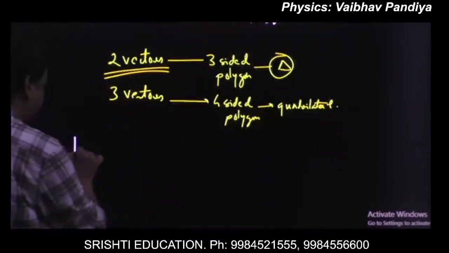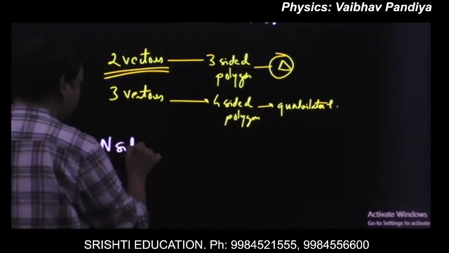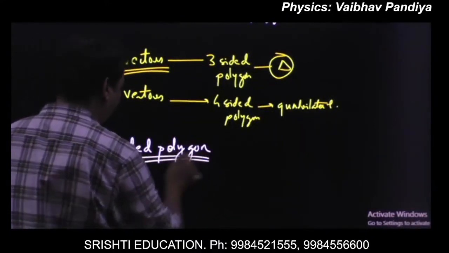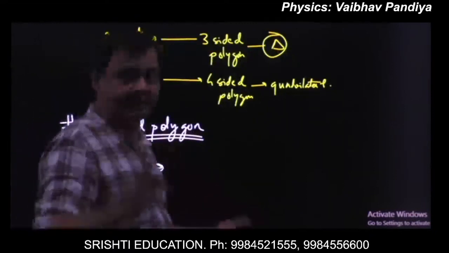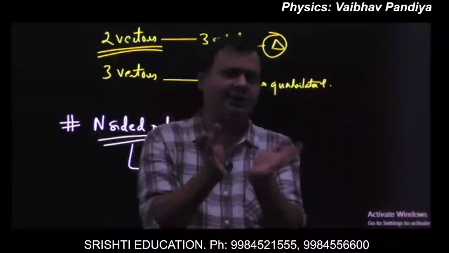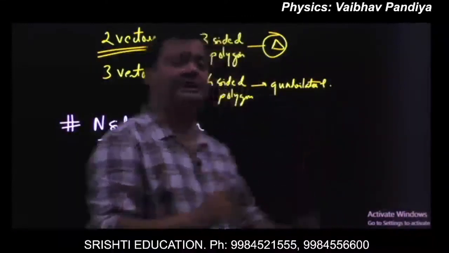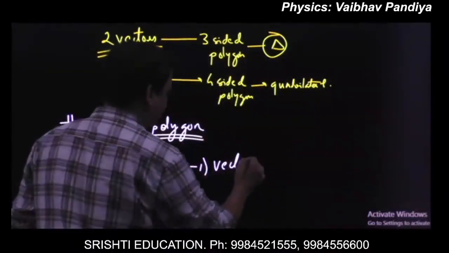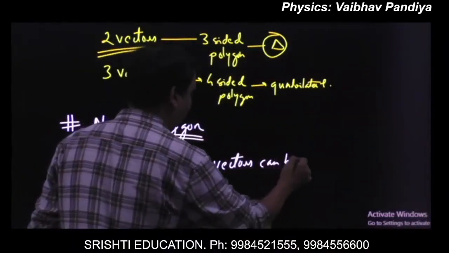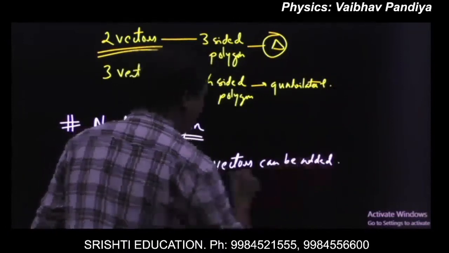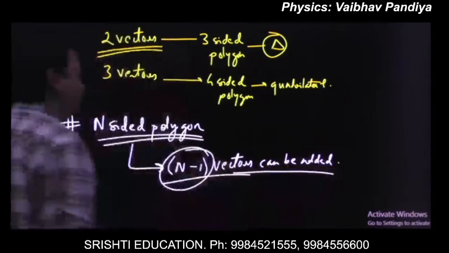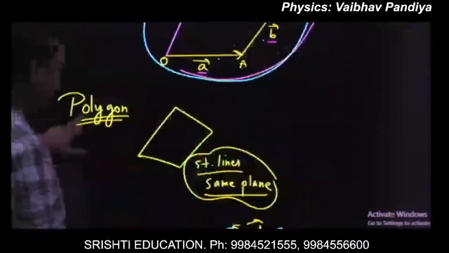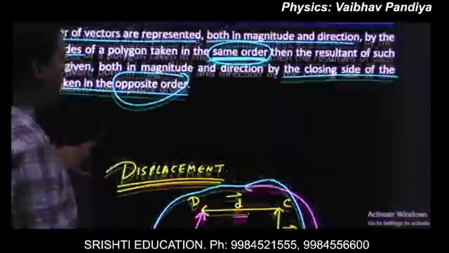Conversely, suppose we have an n sided polygon. So how many vectors can be added with an n-sided polygon? Think and answer. Right, correct, n minus 1 vectors can be added. Got it? N minus 1 vectors can be added with the help of an n-sided polygon. Got it? So this is the polygon law of vector addition.